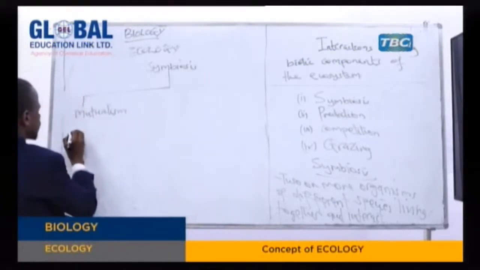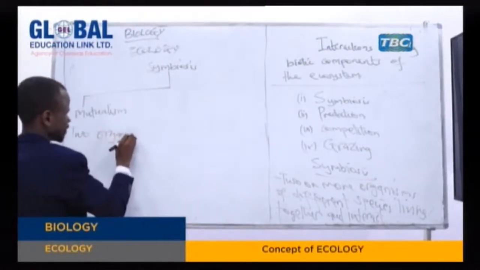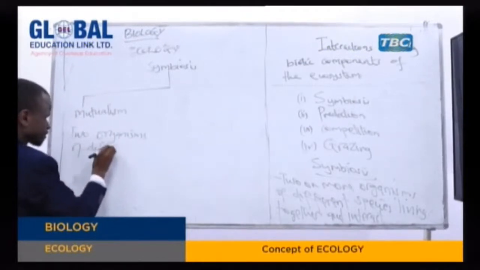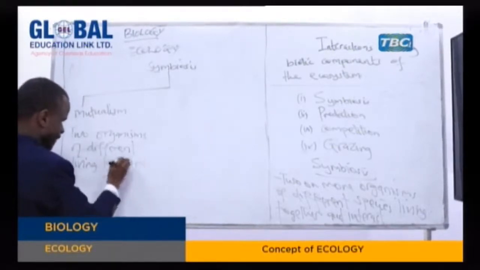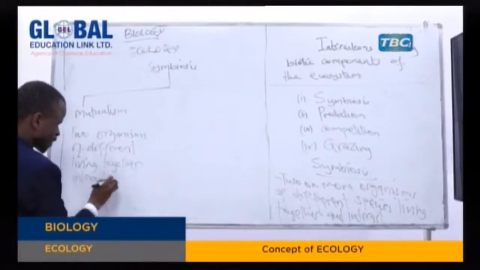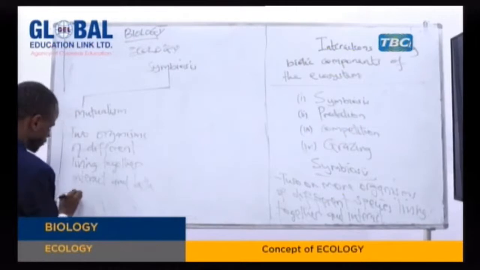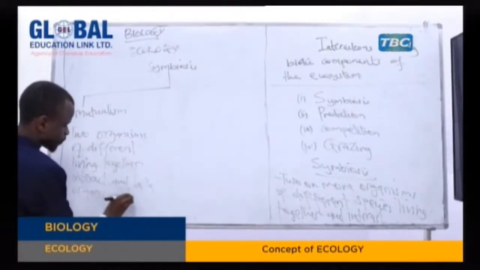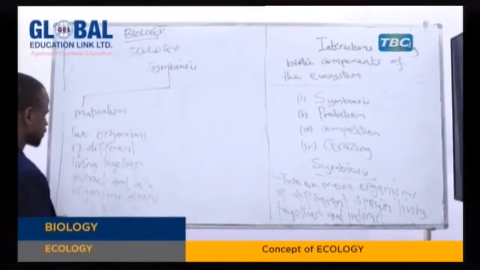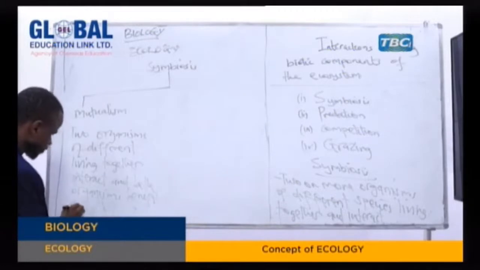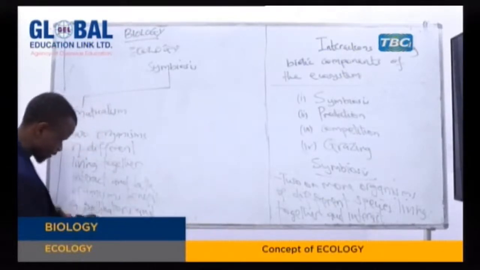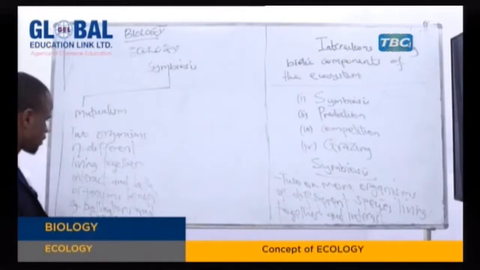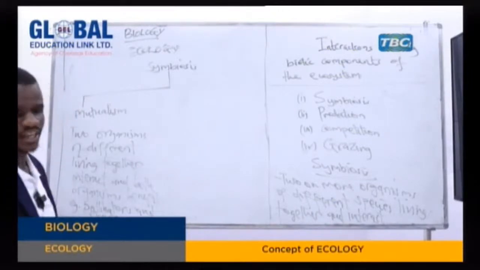Two organisms of different species living together interact and both organisms benefit from the interaction. My student, take an example, pollinators and flowers. Insects which pollinate flowers get nectar from flowers, but flowers gain by receiving pollen grain.